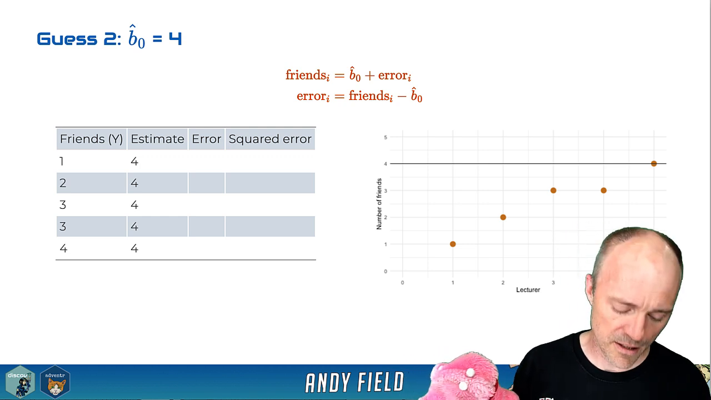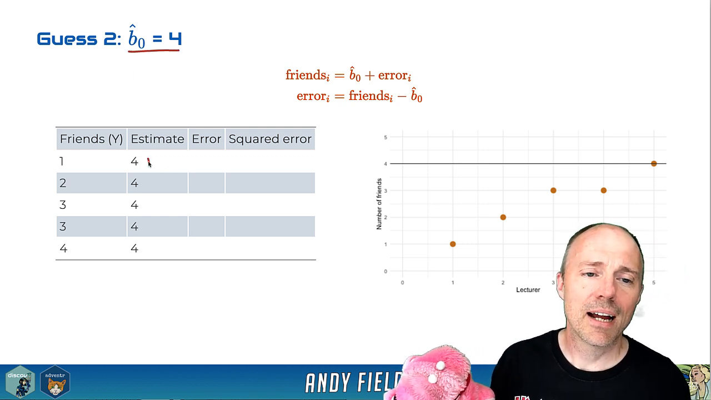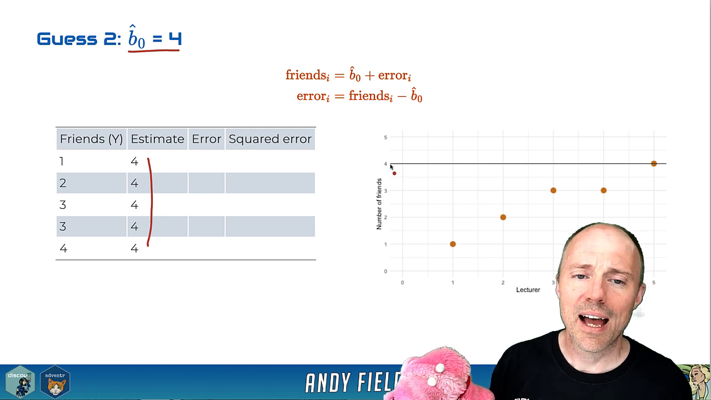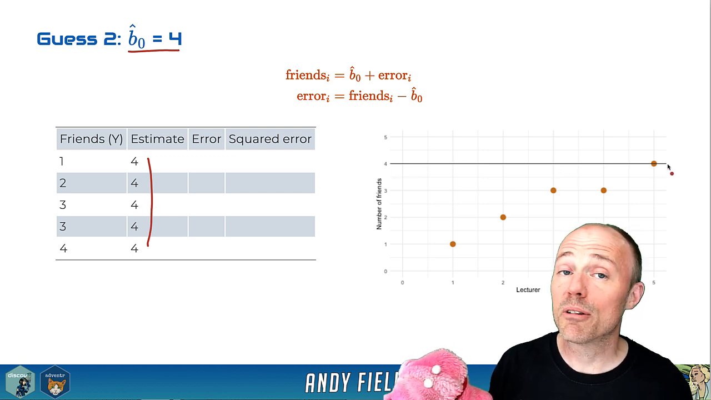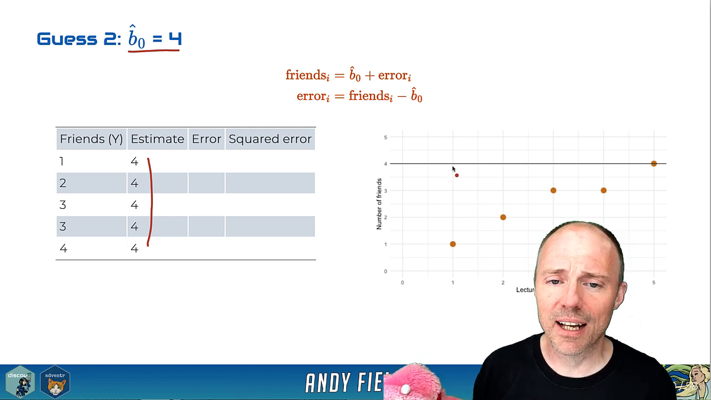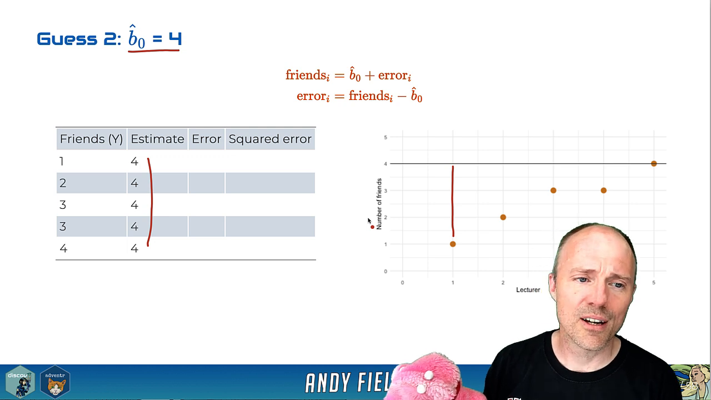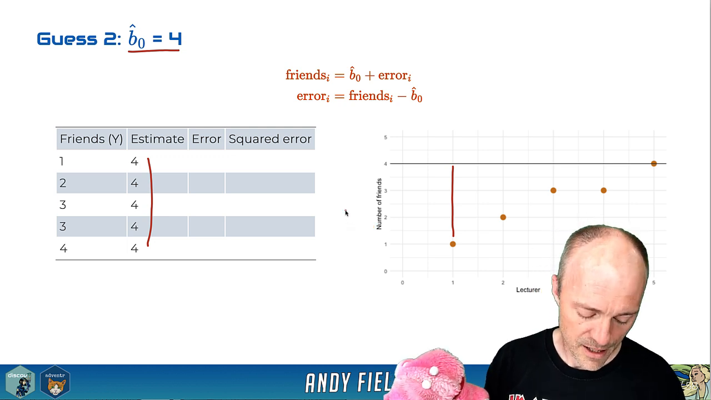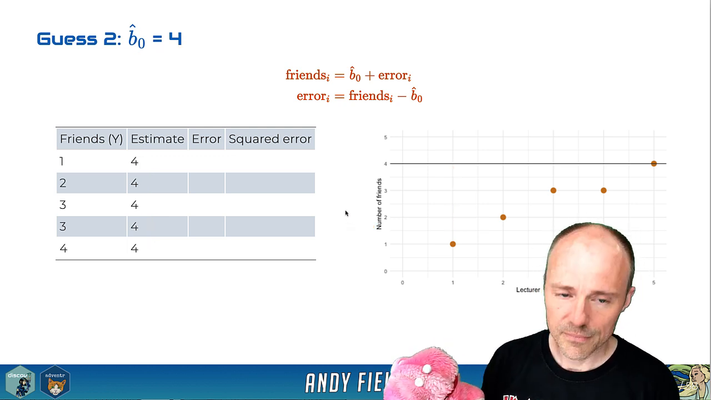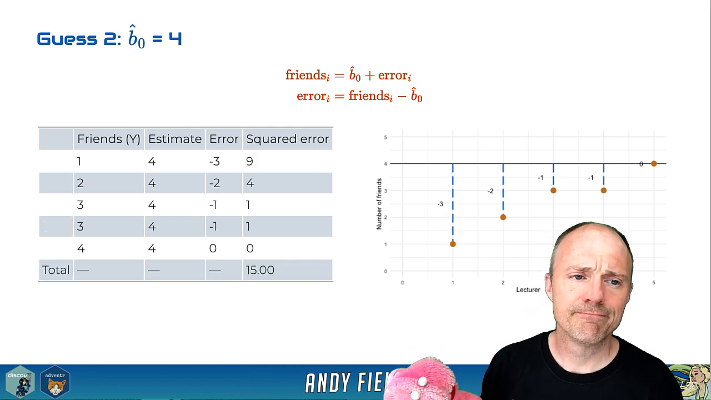So when we guess that the parameter is 4, when we guess that the mean is 4, our estimate has now changed to 4. Our model is this flat line, which is now at 4 instead of 2. And again, we can look at the errors by looking at these distances between what was predicted and what was observed. So let's just have a look at those.